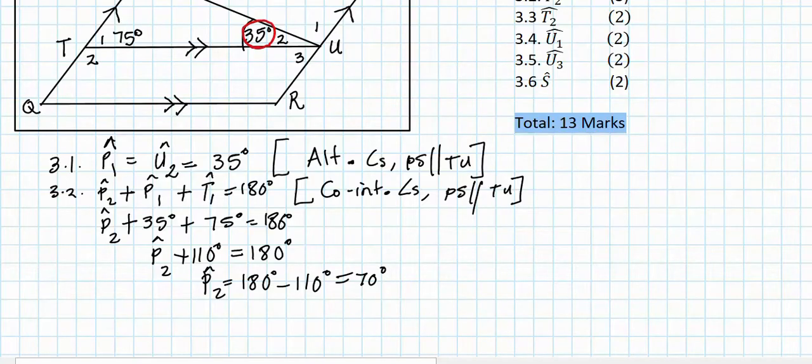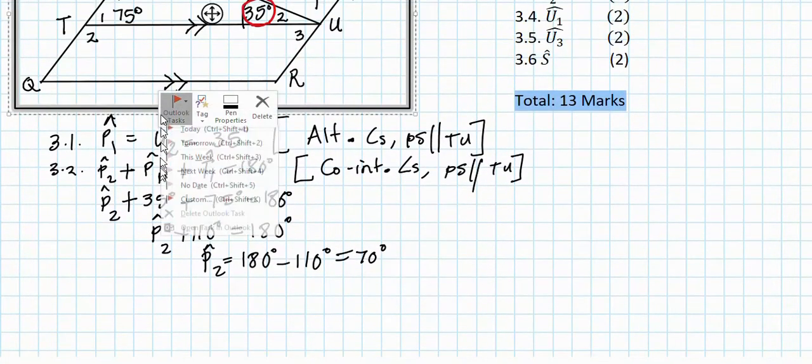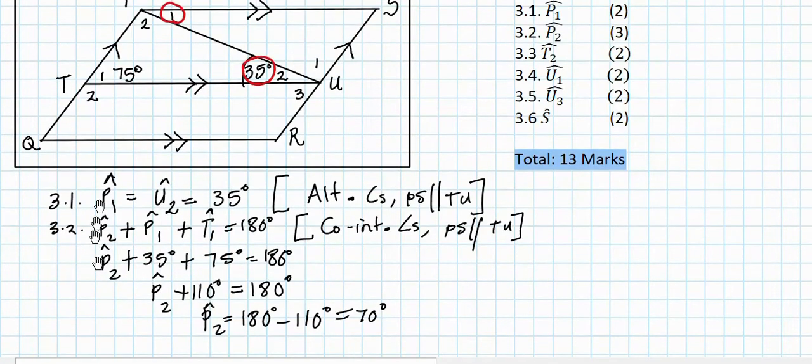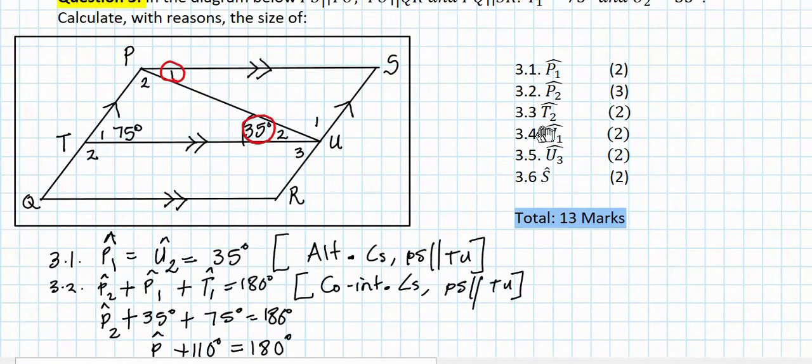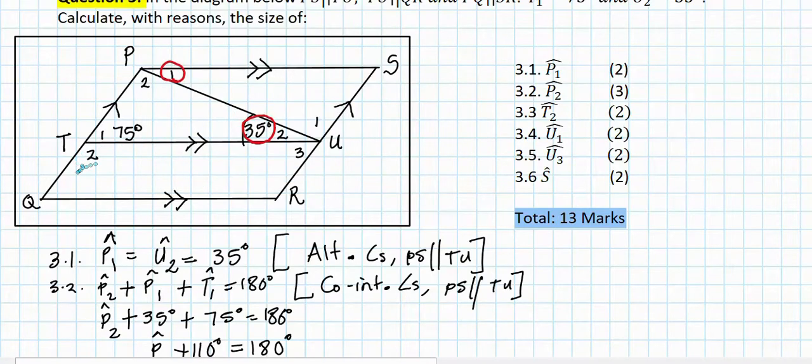Now we have to find 3.3, which is T2. So let's see that. Sorry, I'm making errors here. So 3.3, they said we must find T2. Let's highlight T2 there. Let's use a different color maybe. So here is T2.